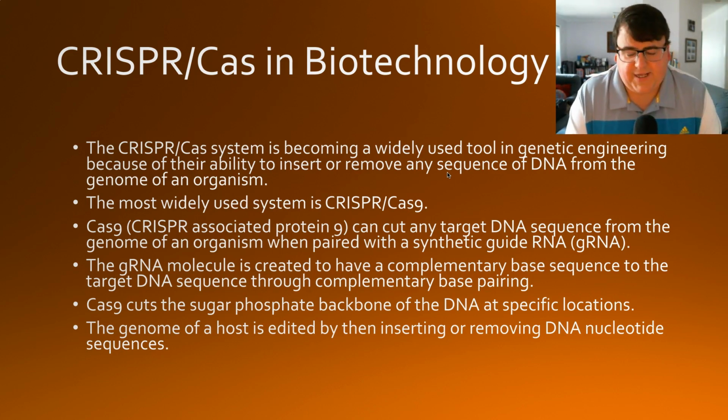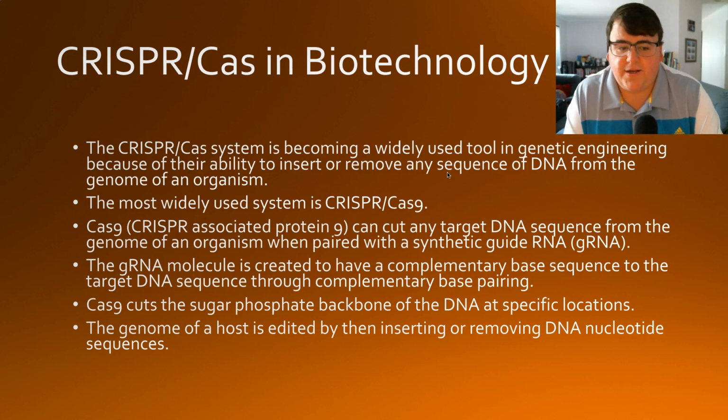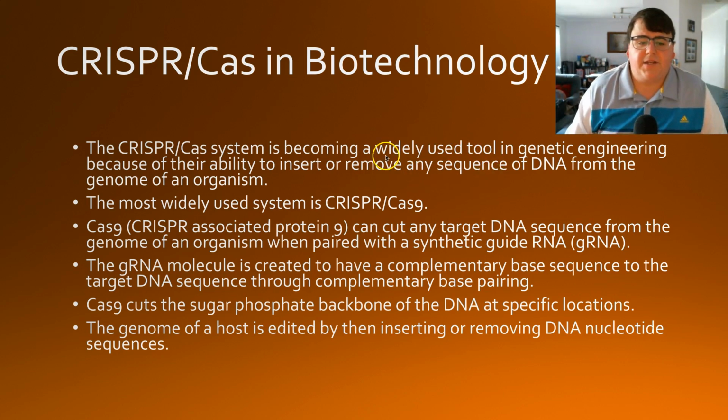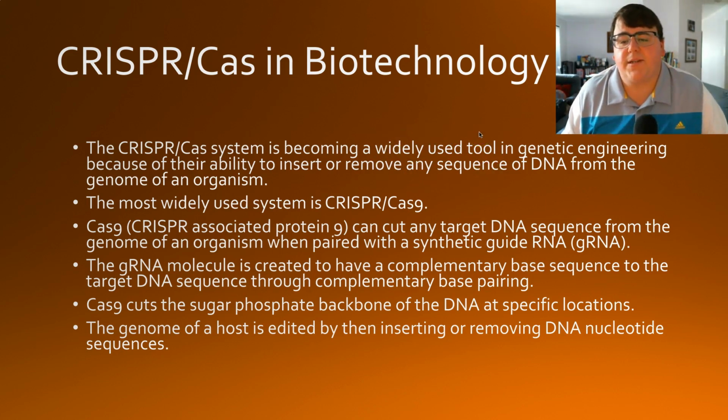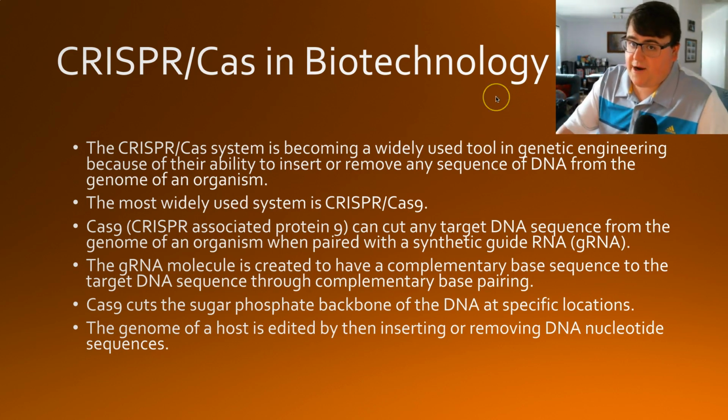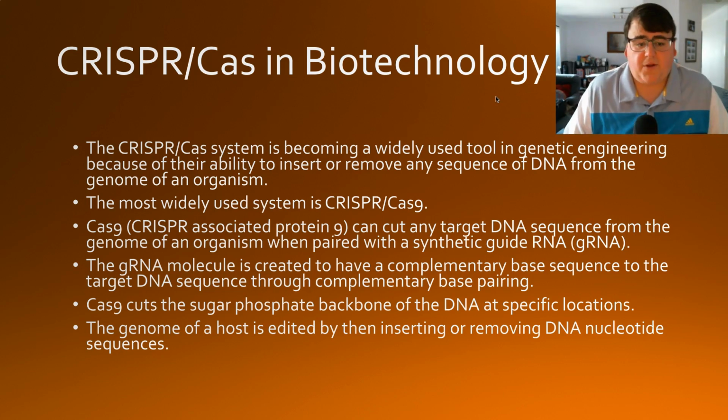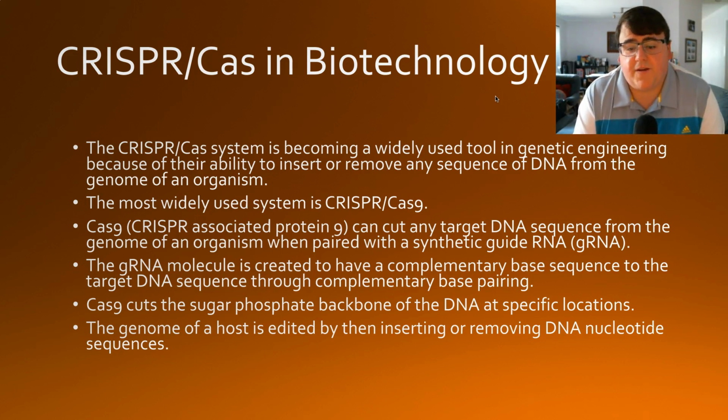Cas9 is exactly what it sounds like, CRISPR-associated protein 9. Cas9 can cut any DNA sequence from the genome of an organism when it's paired with something called a synthetic guide RNA. That's another type of RNA we haven't talked about, gRNA, guide RNA. The gRNA molecule created will have a complementary base sequence to the target DNA sequence that we're looking for. Cas9 will then cut the sugar phosphate backbone of the DNA at those specific locations, and the genome of the host will be edited by inserting or removing DNA nucleotide sequences. So CRISPR-Cas9 is the process that we're using in humans.